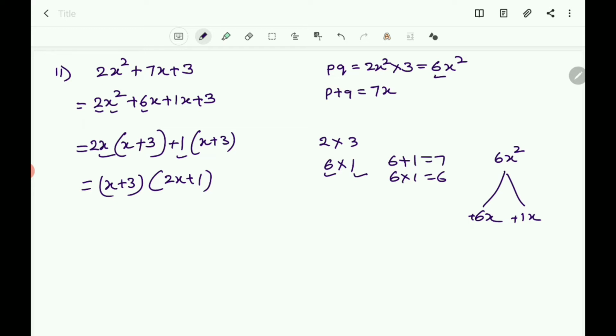2x plus 1. In this way, the expression 2x square plus 7x plus 3 is factorized. The factors are x plus 3 and 2x plus 1. So, 2x square plus 7x plus 3 is equal to x plus 3 into 2x plus 1.